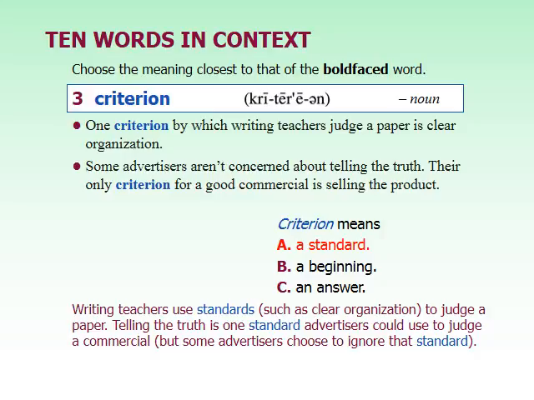So in this first example, one of the criteria that writing teachers look at is how clear the organization is. Another criterion might be spelling. Another criterion might be mechanics. Another criterion might be the clarity of the ideas, or the value of the ideas. But a criterion is something that you use to judge someone, a characteristic that you're using to judge someone.